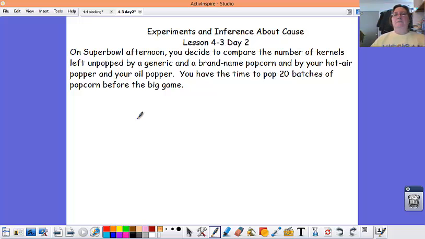You have time to pop 20 batches of popcorn before the big game. Folks, that's a lot of popcorn for sure. But if you think about this, there are two things that you think will influence or impact the number of unpopped kernels.